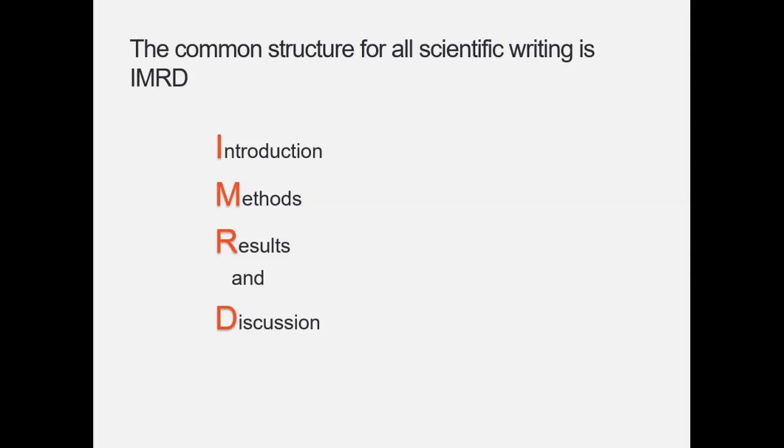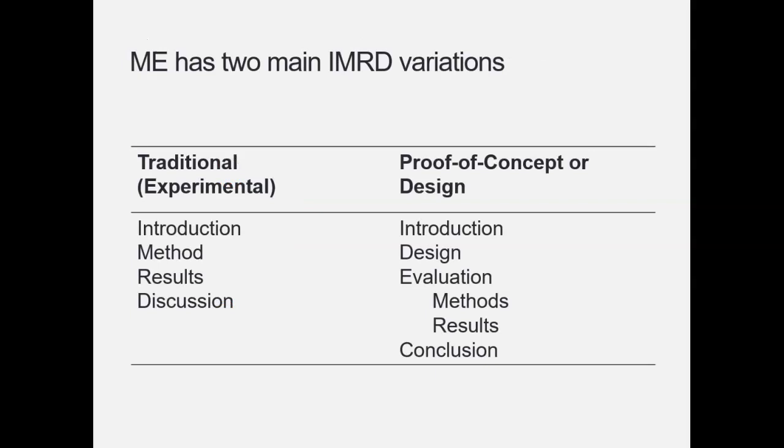Now, in mechanical engineering, there are two basic types of the scientific report structure. The first is traditional, for experimental research. This is research that asks basic questions about the world or a phenomenon in the world and designs an experiment in order to answer those questions. This kind of research follows the traditional IMRAD structure.